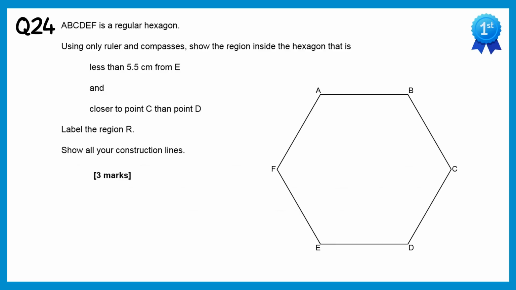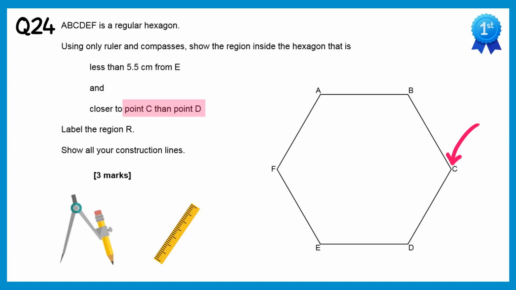For this question you'll need a pair of compasses and a ruler. We have two bits of information to help us find the region R. We're going to actually start with the second bit, the bit where it says we're closer to point C than to point D. If you're closer to point C than point D, you need to construct the perpendicular bisector of line CD. To do this, place your compass point at C. Draw yourself an arc which is over half of the length of the line, something like this.